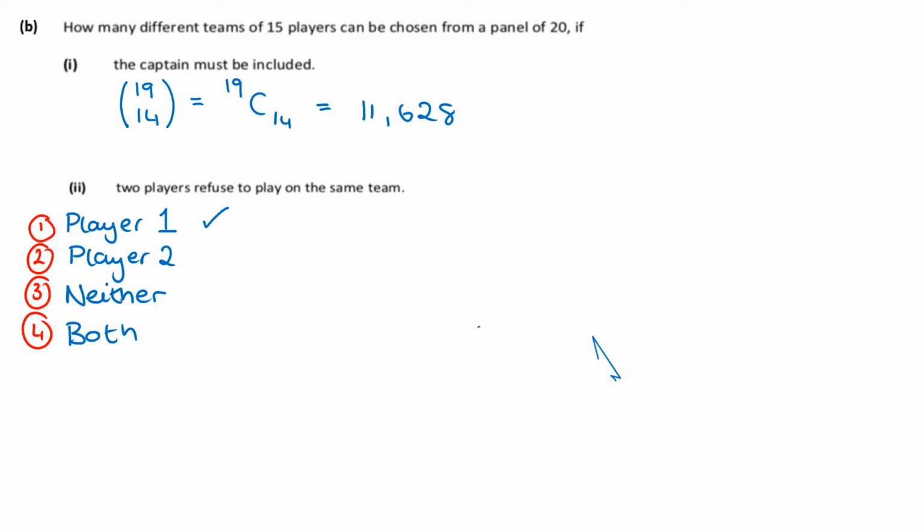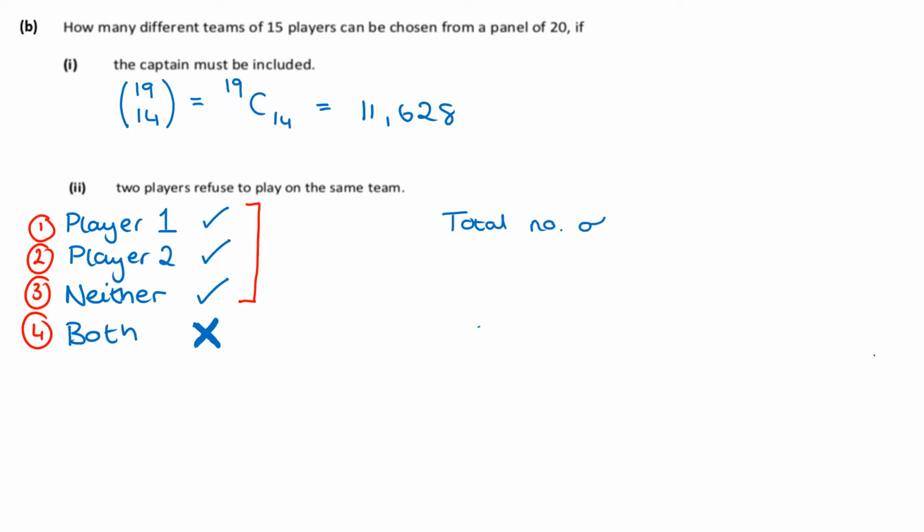Now, scenario 1, that's fine. Scenario 2, that's fine. Scenario 3, that's fine. Scenario 4 is not. This is the one that is an issue. So this is the one that they won't do. They will not play together on the same team. So instead of working out all of these 3 scenarios, we can say, well, the total number of, so let's work it over here.